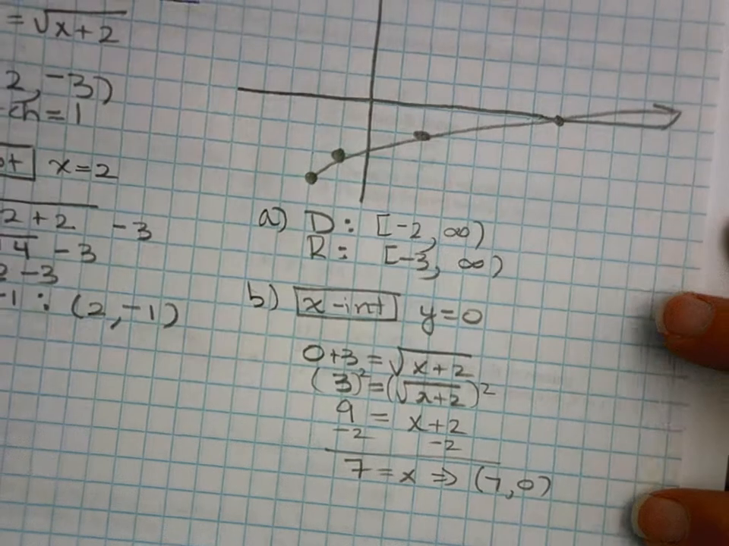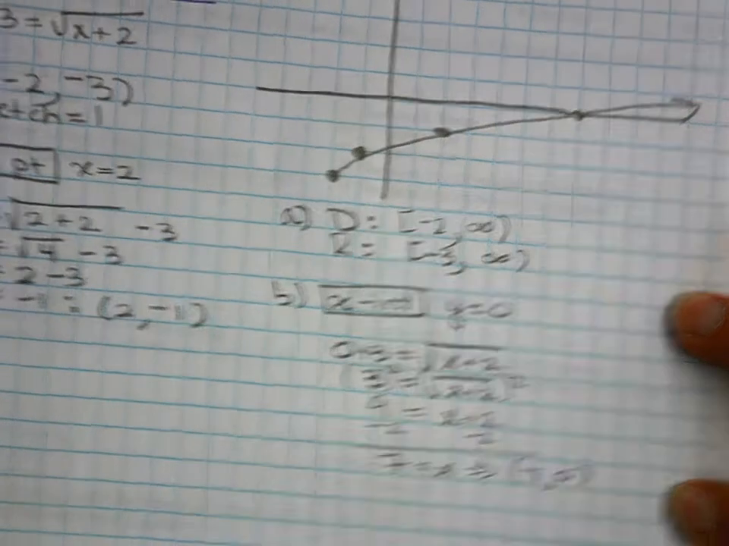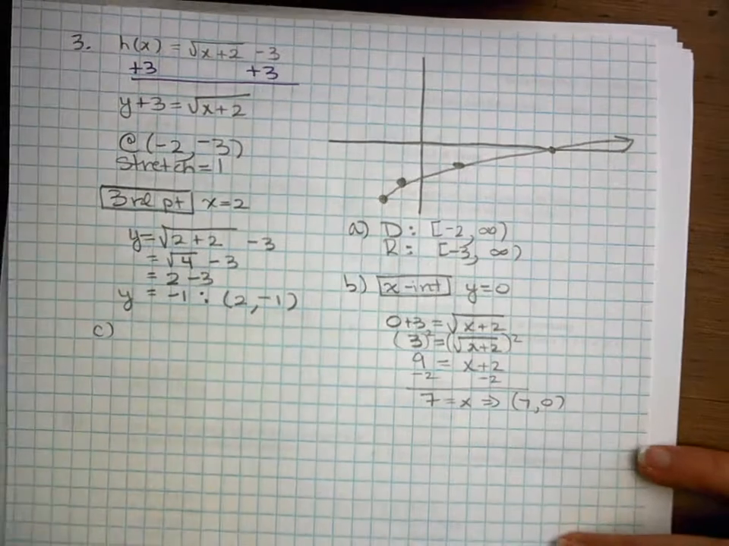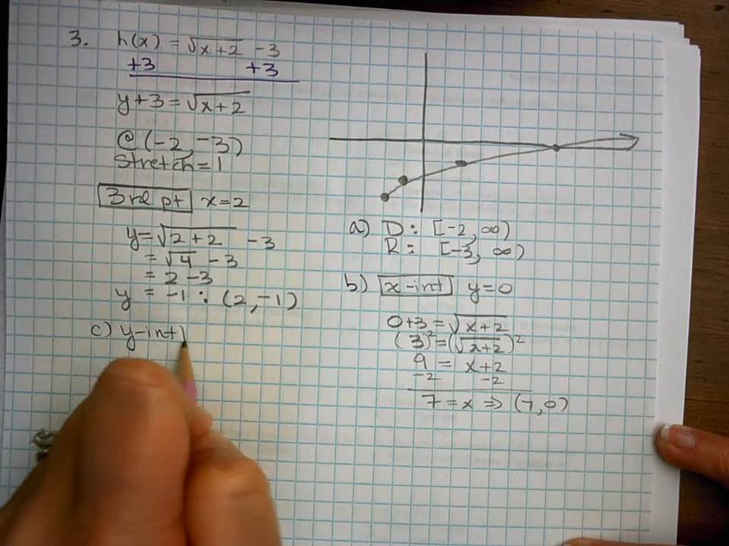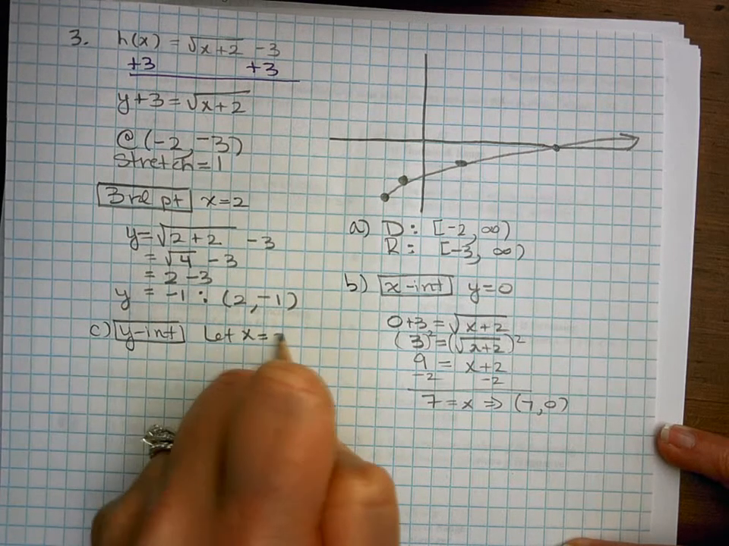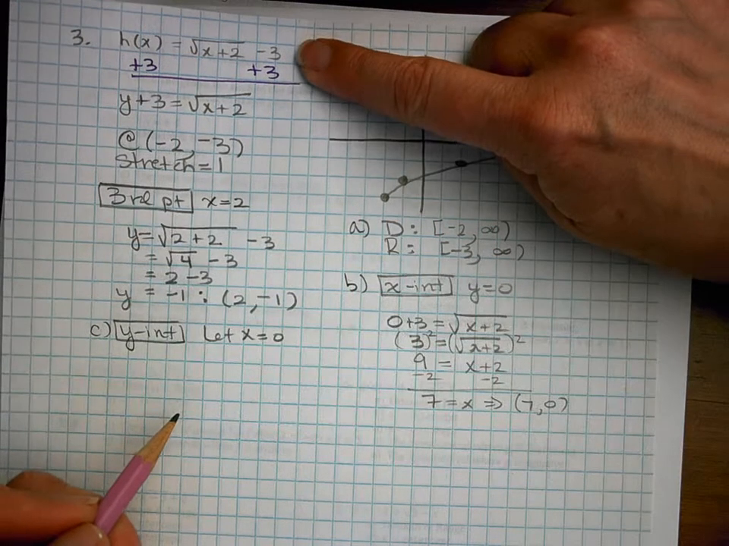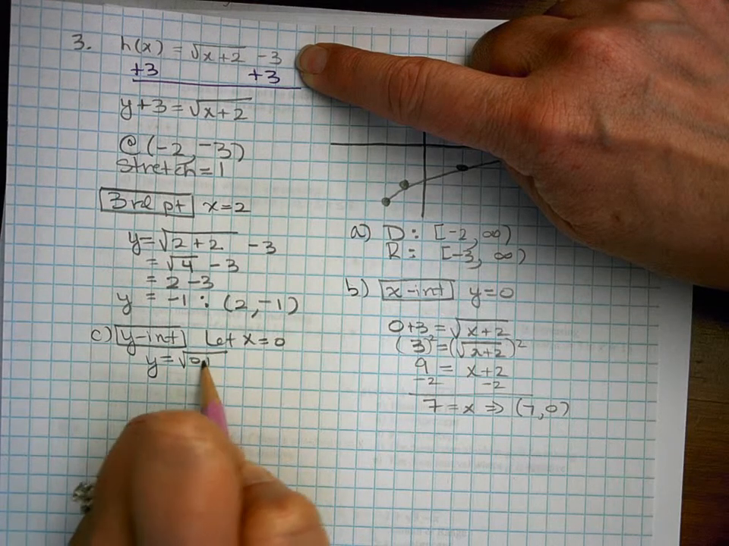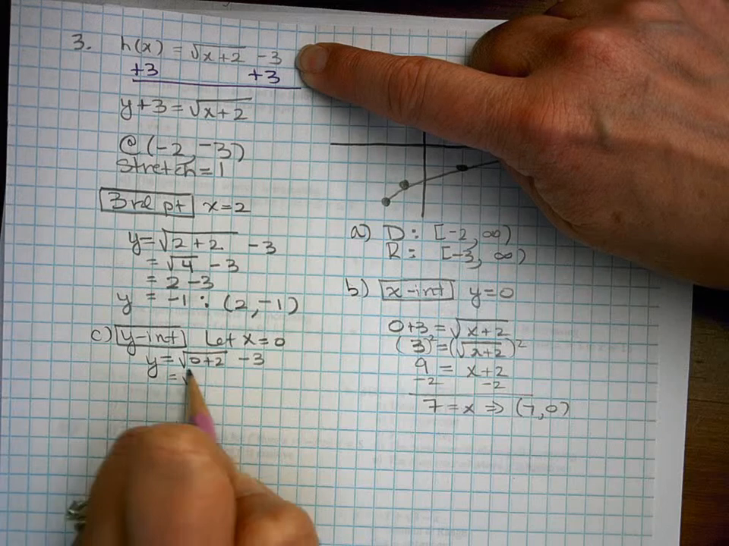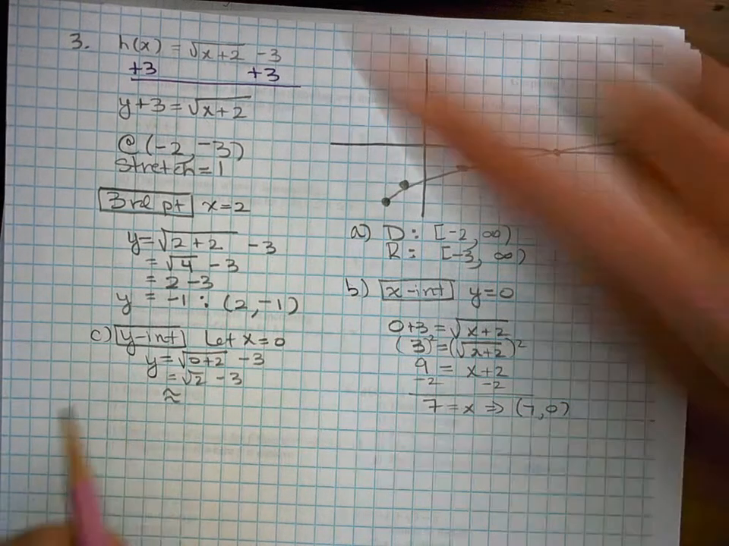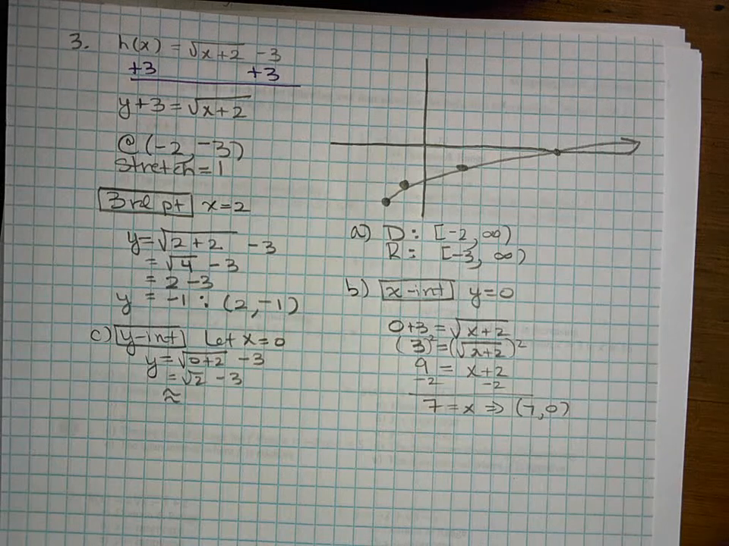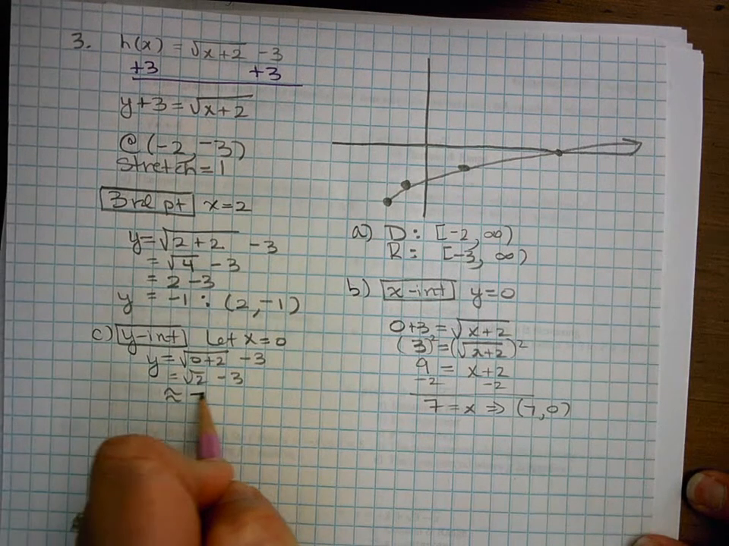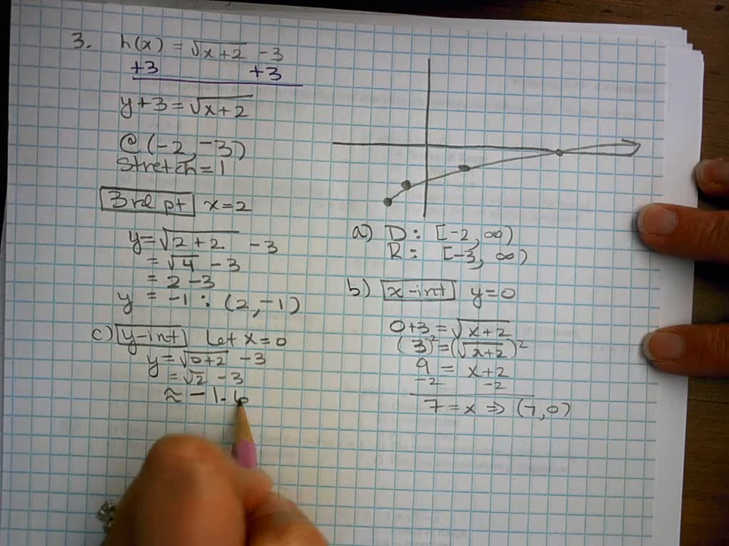Okay, and then for my y-intercept, I'm going to jump around a little bit here. For my y-intercept, I'm going to let x equal 0. So I'm going to use my original equation here. So for my y-intercept, I will have y equals the square root of 0 plus 2 and then minus 3. So that would be the square root of 2 minus 3. I'm going to go ahead and use my calculator to approximate that. And that's negative 1.58 or negative 1.6.